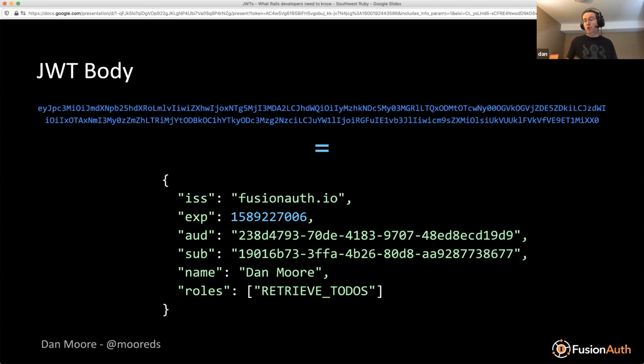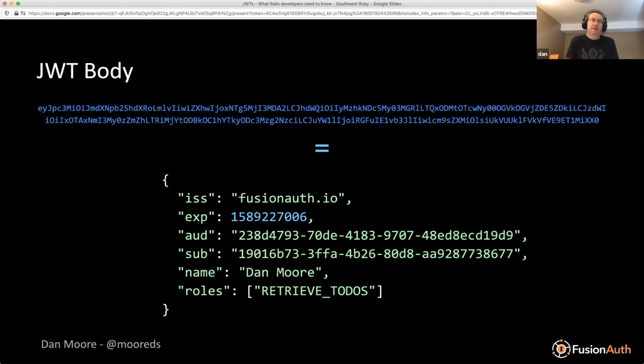Aud is who this JWT was created for. So again, that's something the consumer should check. Basically, when they get a JWT, they should say, okay, do I know who issued it? Do I know that it's expired or it hasn't expired? And am I the person or the service that this JWT was created for? Otherwise, I shouldn't proceed at all. And then sub is the identifier for the subject of the JWT, which is called a principal in other areas. It's basically who this JWT is about.